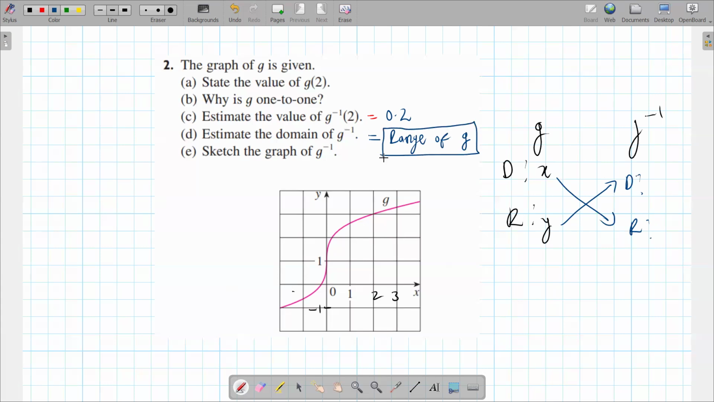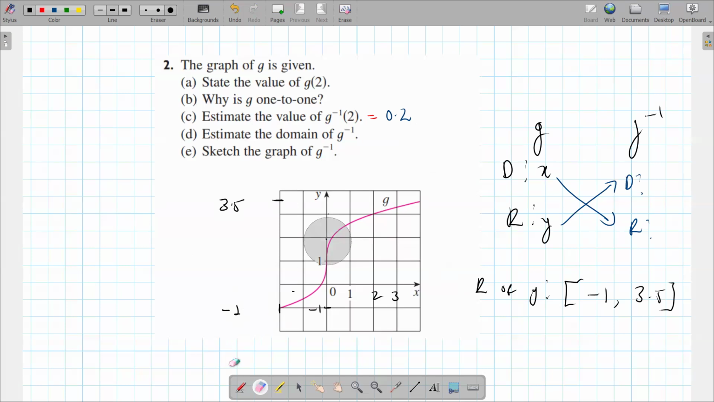So what's the range of G, approximately? I don't know if these graphs go forever. On the range, it looks like -1 is the lowest value, and let's say 3.5 is the maximum value, right? So the range of G right now is between -1 and positive 3.5. That means the domain of G inverse will be the exact same thing. The range of one is the domain of the other. Cool?